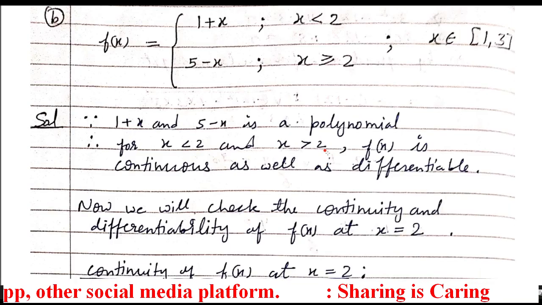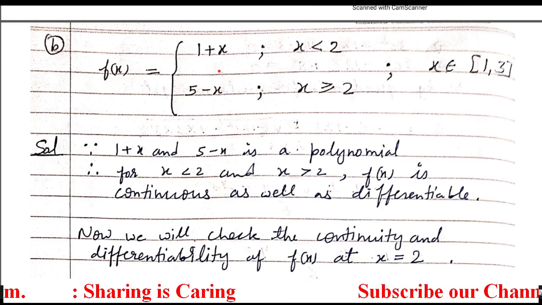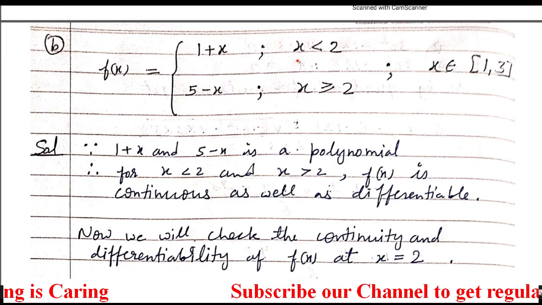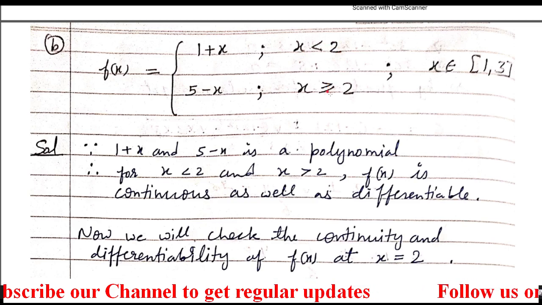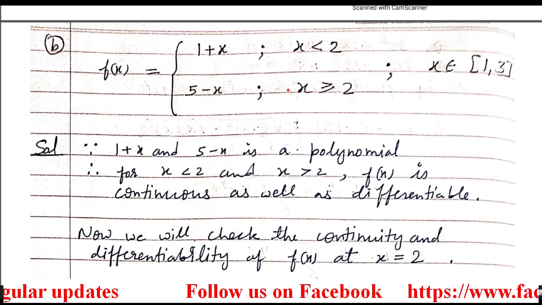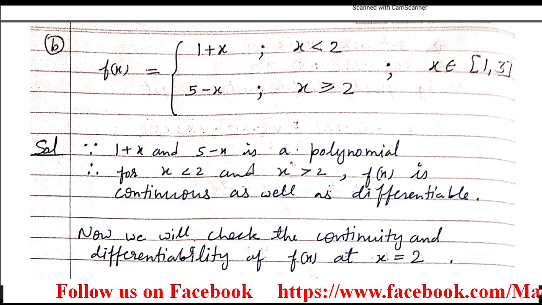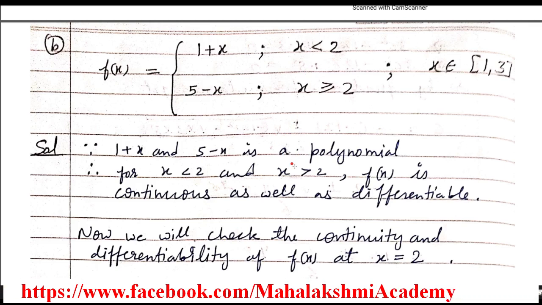So what I said to you, how this question is different from others. Here f(x) is a polynomial function, but it is split into two conditions. First, x is less than 2. The second is when x is greater than or equal to 2. So students, whenever we get this kind of question, for x less than 2 and for x greater than 2, we don't have any problem.